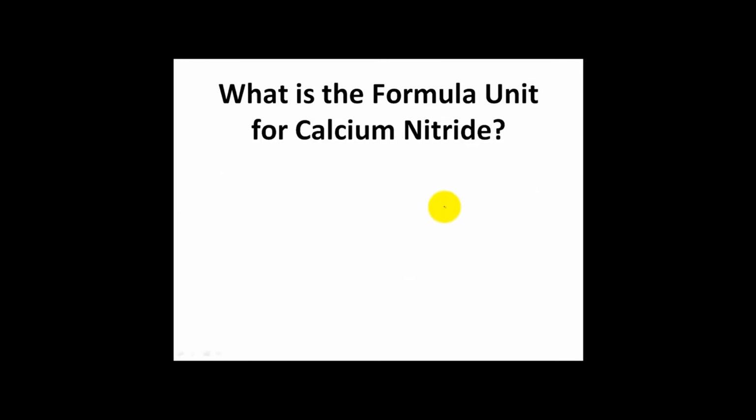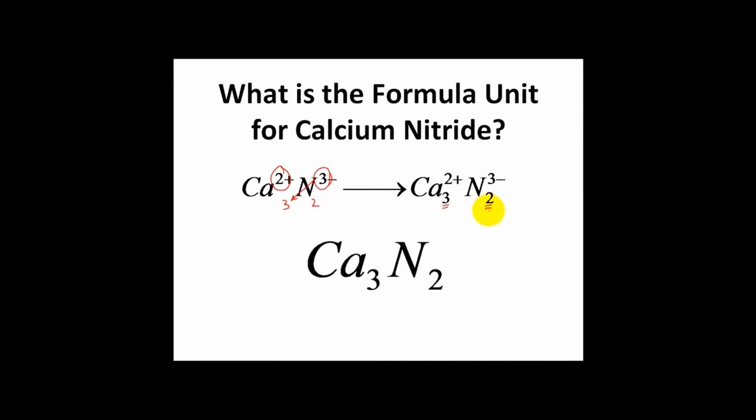Same way here, guys. Press pause. Try to attempt writing the formula unit for calcium nitride. So calcium is a 2+ ion. Nitrogen is a 3- ion. I cross them to have 3 and 2. And that's what we're seeing over here. We're seeing the 3 and the 2. Now these cannot be reduced any further. And so my formula unit is Ca3N2.